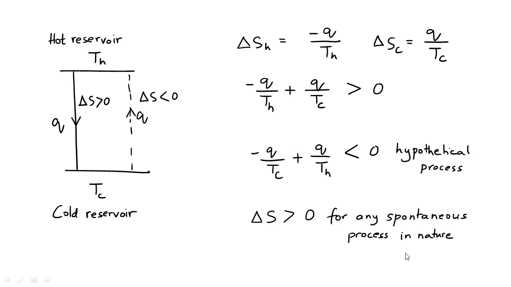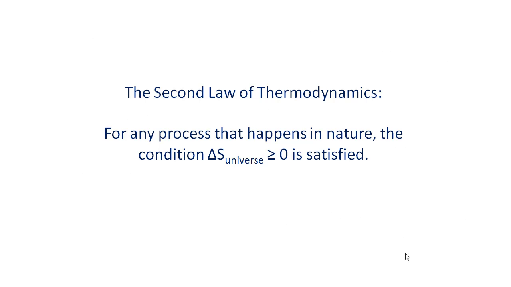The second law of thermodynamics can be stated in several ways, and each way implies the other. The statement I find most instructive is, for any process that happens in nature, the condition delta S universe greater than or equal to 0 is satisfied. This implies that only those processes can happen in a system where the sum of the change in entropy of the system and its surroundings is either 0 or positive.